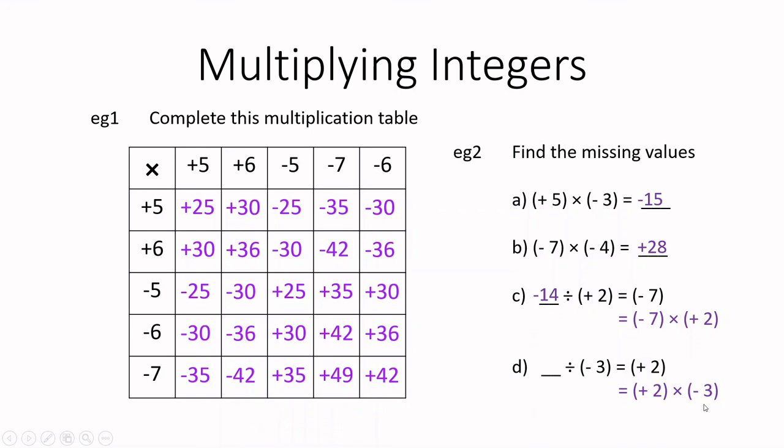Positive 2 times negative 3, the signs are opposite, so my answer will be negative. 2 times 3 is 6, so negative 6. Again, double check your answer. Negative 6 divided by negative 3. Would that give us positive 2? Well, the signs are the same, so it should give us a positive answer. And 6 divided by 3 is 2.